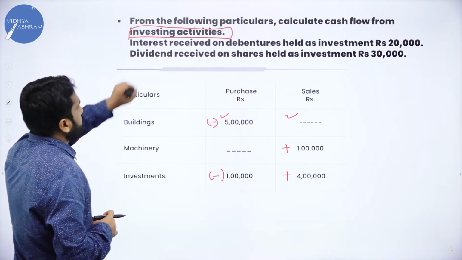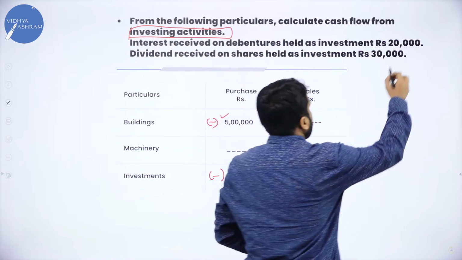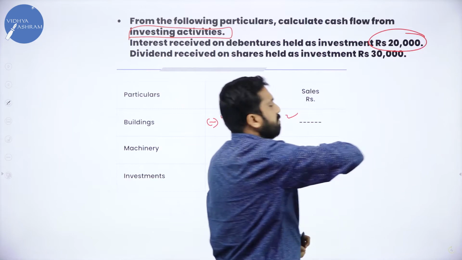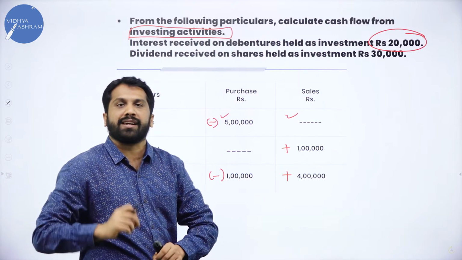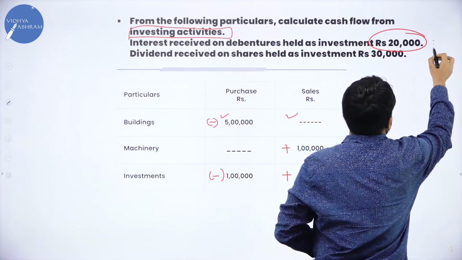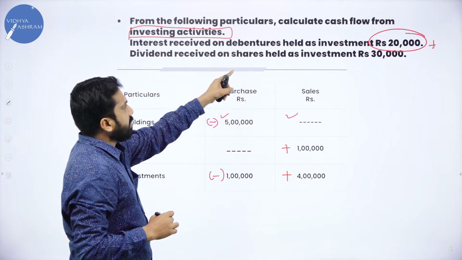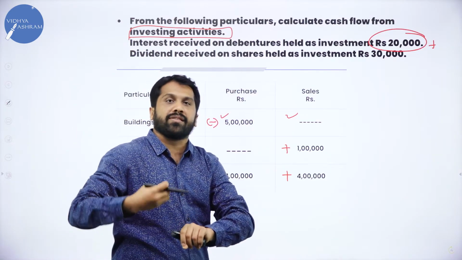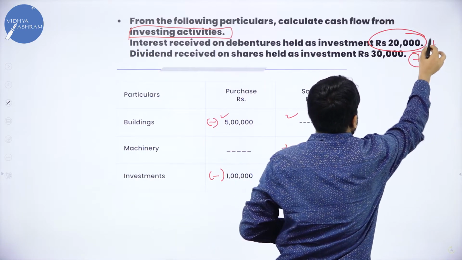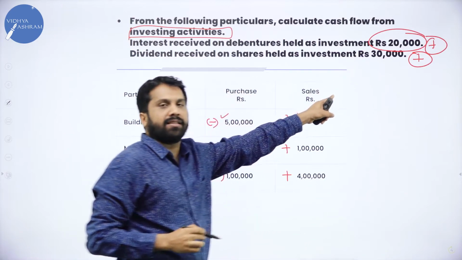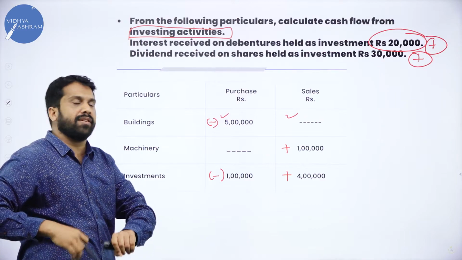Next, come to your adjustment. Interest received on debenture. You are receiving. Receiving means what? Cash inflow. Cash inflow means what? Add. Plus. Next, dividend received on shares. Again, you are receiving. Receiving means what? Again, it is add. 20,000 and 30,000 should be added. Why? Because you are receiving in this.